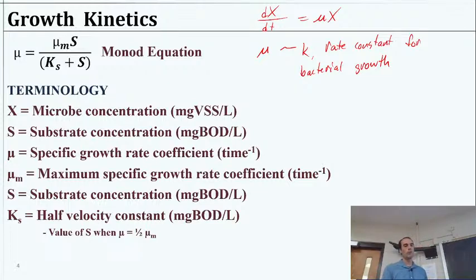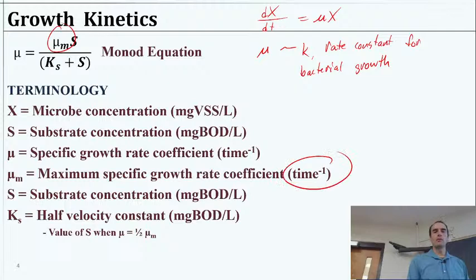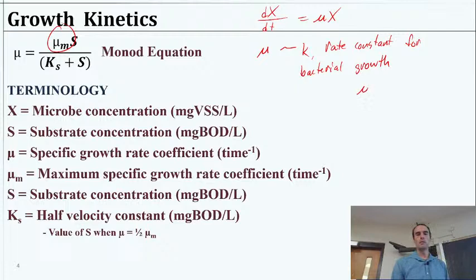Okay, so this mu equals mu max, that's mu m, times the food, the substrate, S, divided by some constant Ks plus the amount of food. So we've got this equation, and it relates to how much food we have there for the microbes. The mu max here, that's the maximum specific growth rate coefficient. This is per time units. This is what's going to give our overall rate constant per time units, right? So mu should be in 1 over time units.